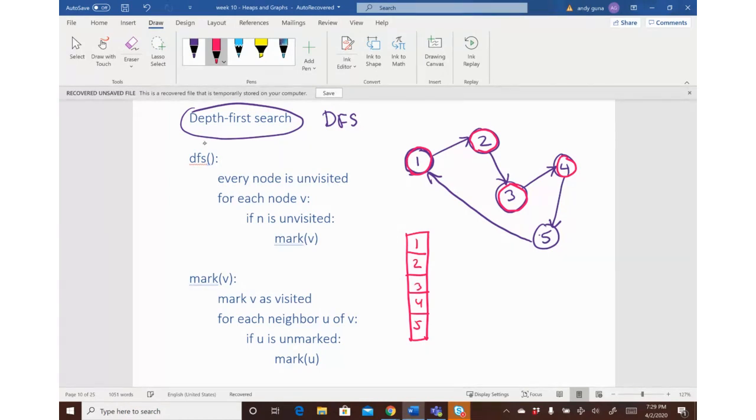So we have an edge from 1 to 2, and then we have an edge from 2 to 3. We have an edge from 3 to 4, and we have an edge from 4 to 5. We have an edge from 5 to 1. So that's the adjacency list that represents this graph. It's a very simple graph, just one cycle.